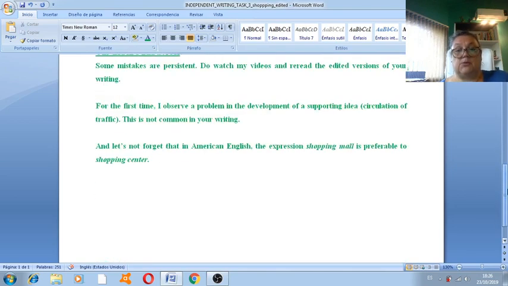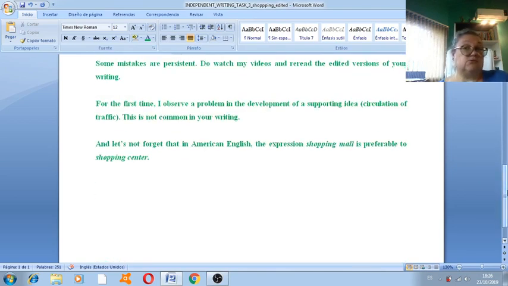One final word on this is that we should not forget that TOEFL is an American exam, and in American English we tend to use the expression shopping mall rather than center. Of course, when we have to use it several times, we need to use synonyms, but the preference should be for shopping mall.